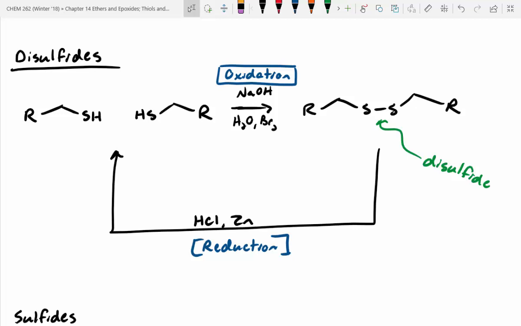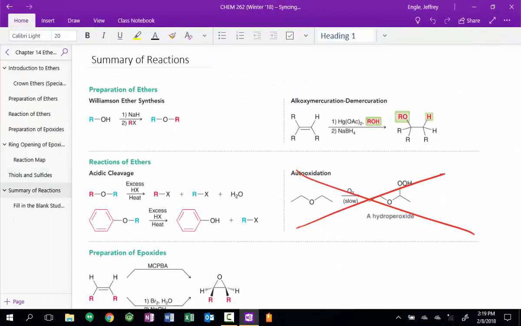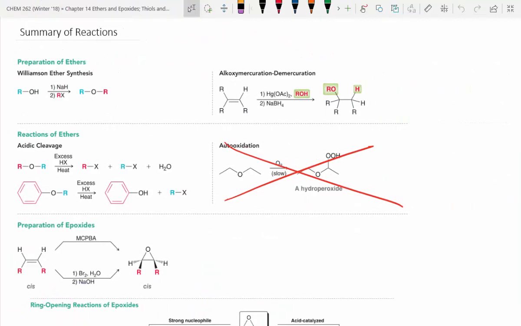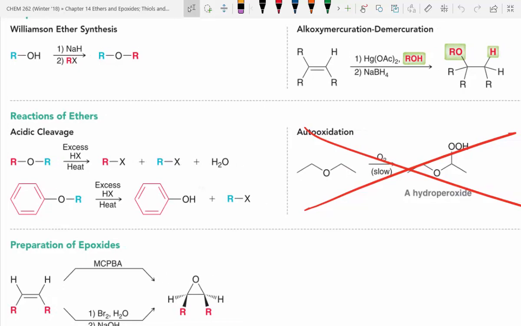All right, so let's take a look at the summary of reactions really quickly. We covered preparation of ethers, and we said that's just fancy SN2 chemistry called the Williamson ether synthesis, where you deprotonate an alcohol and react it with an alkyl halide. We said you can do alkoxymercuration, where instead of adding water in the first step, you add in an alcohol, and that will give you an ether.